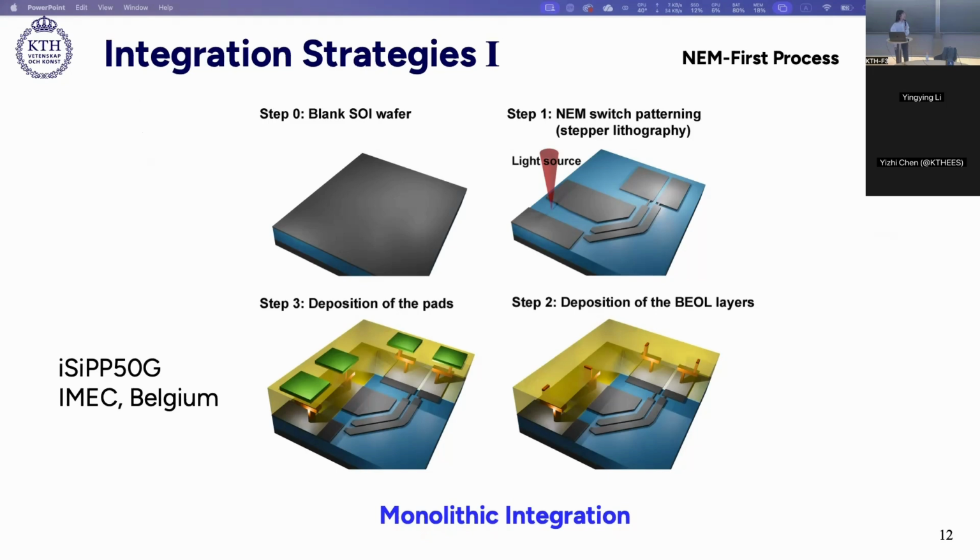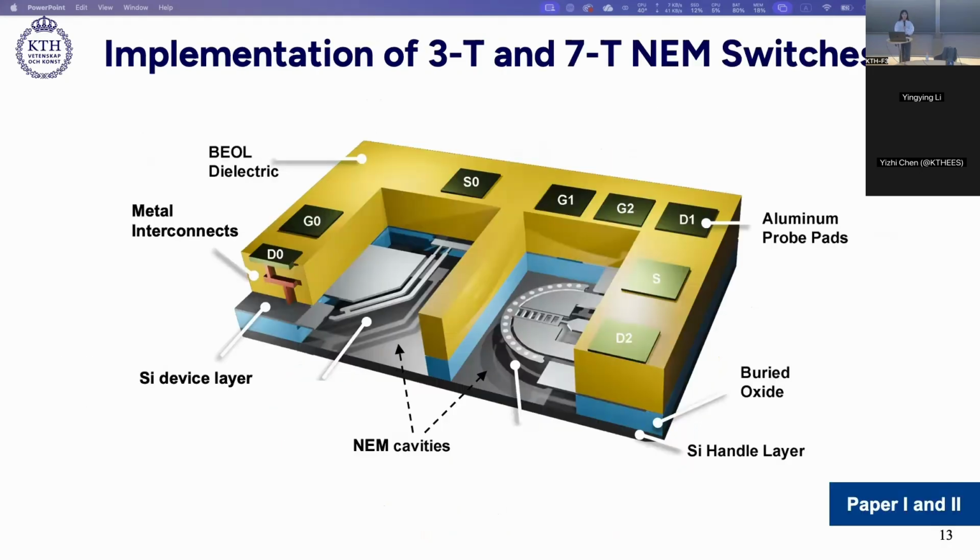But still, the NEM switch cannot move after this last foundry step, so we added 2 post-foundry steps to make the functional devices. So the first step is that we deposit a gold layer on the switch terminals. And second, we remove the BOX layer underneath the switch beam to set the structures free. In this platform, we first implement both volatile 3T NEM switches and non-volatile 7T NEM switches.